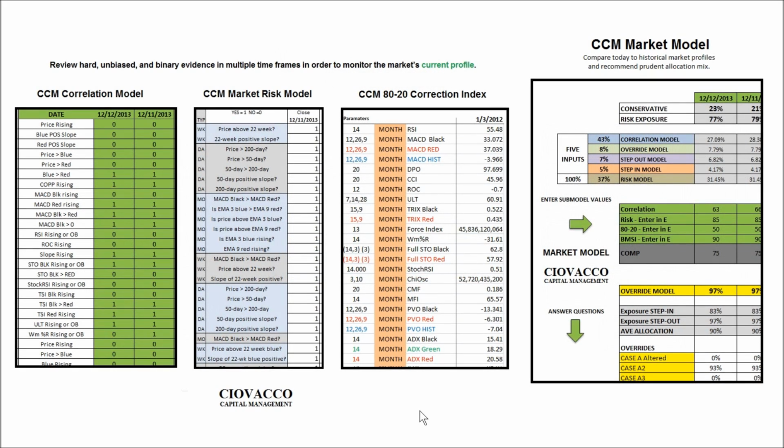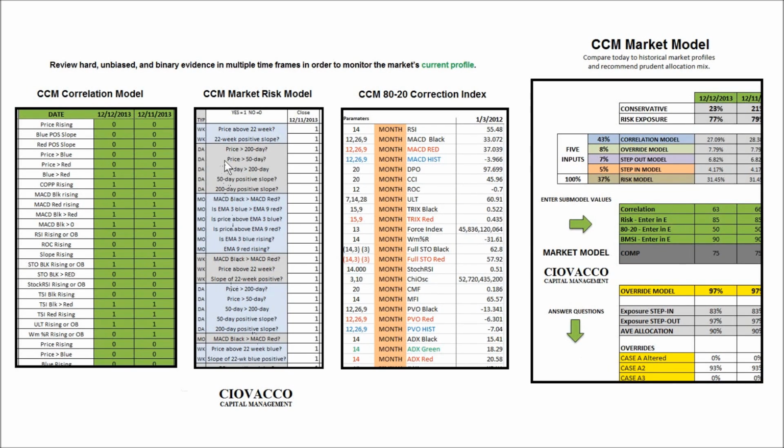The concept of using a 50-day and a 200-day moving average is a well-known and widely accepted concept. The distinction here is we've taken these well-known and widely accepted concepts and converted them into a system that we can monitor in an unbiased way and convert into an allocation. Here are some screenshots of the sub-models that feed into the master market model.